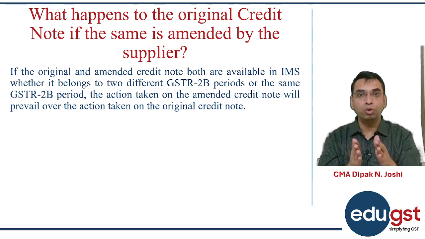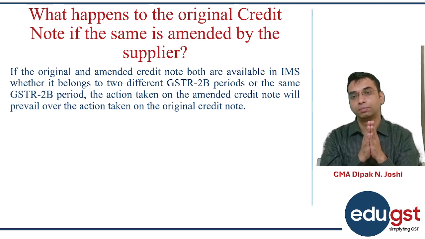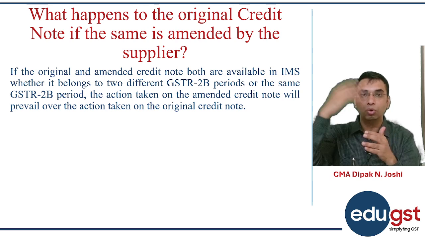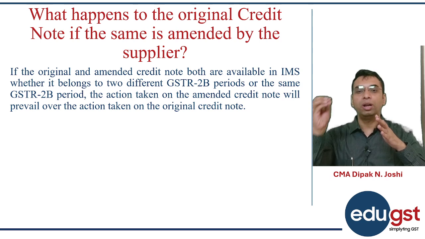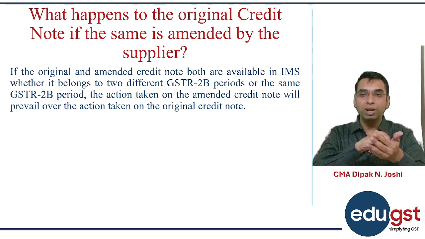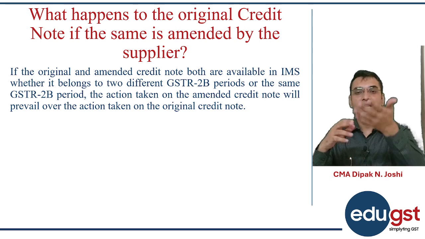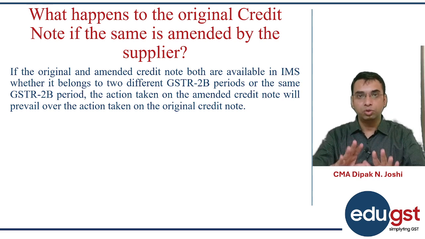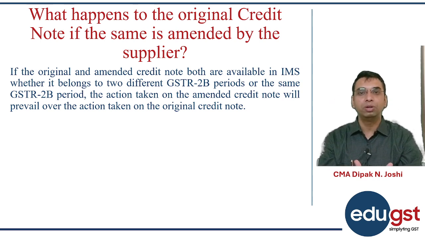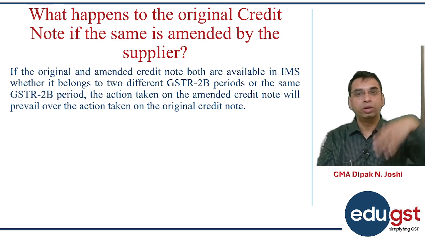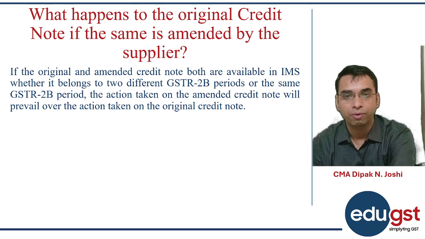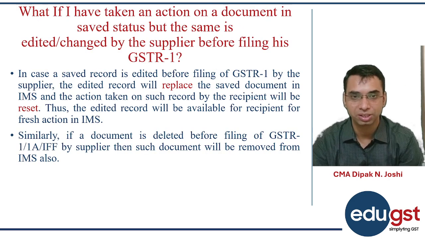In case of a credit note uploaded by the supplier, what action you have taken on the original credit note doesn't matter. Action on the amended credit note will prevail over the action taken on the original credit note. So if you have accepted the amended credit note, accordingly GSTR 2B will be generated and accordingly credit will flow to your GSTR 3B.